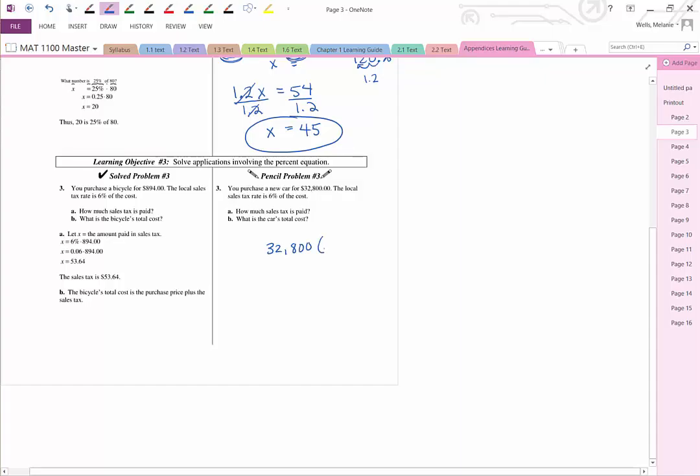$32,800 times 6%, which is 0.06 as a decimal, is what? Go ahead and calculate that in the calculator. It would give me 1968, so 1,968. Then the total cost of the car would come from the 32,800 plus the 1968, which gives me $34,768.